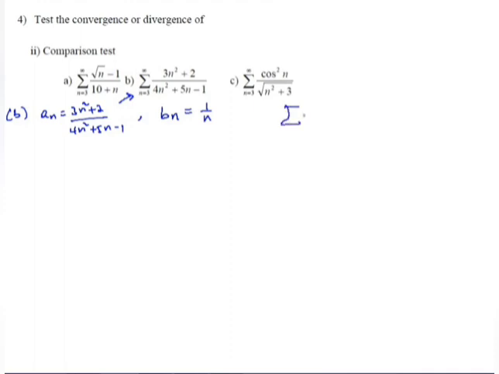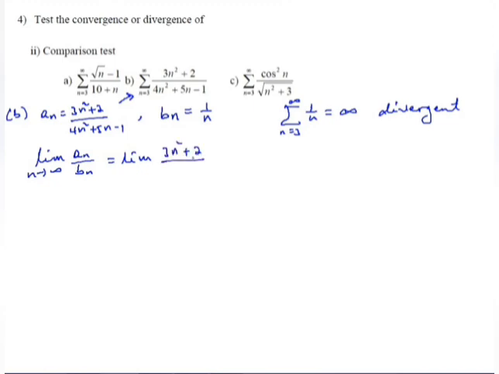We know the sum of 1 over n, this infinite sum, is divergent, right? So we use the limit comparison test. The limit of an over bn as n approaches infinity is the same as the limit of (3n square plus 2) over (4n square plus 5n minus 1) over 1 over n as n approaches infinity. This is the same as the limit of (3n cube plus 2n) over (4n square plus 5n minus 1) as n approaches infinity.